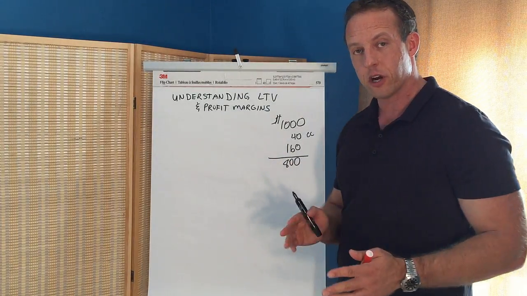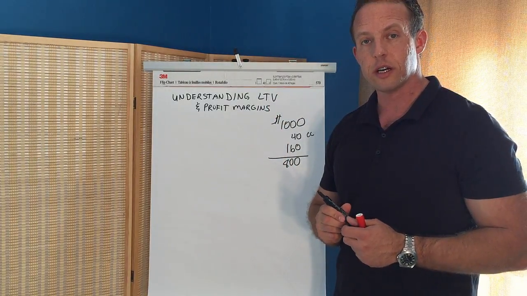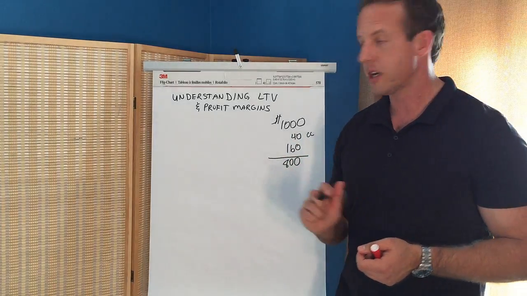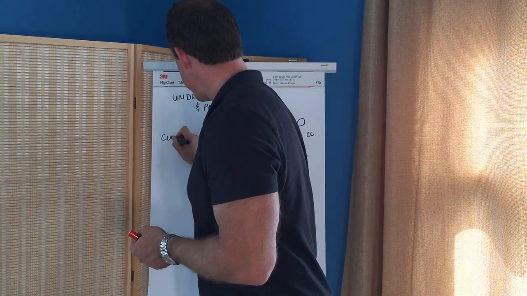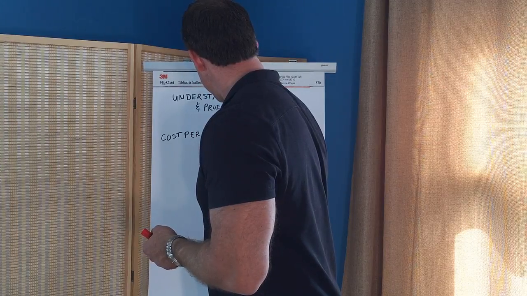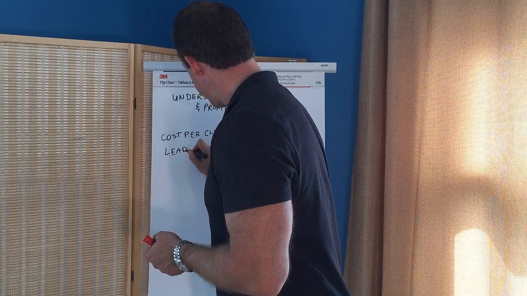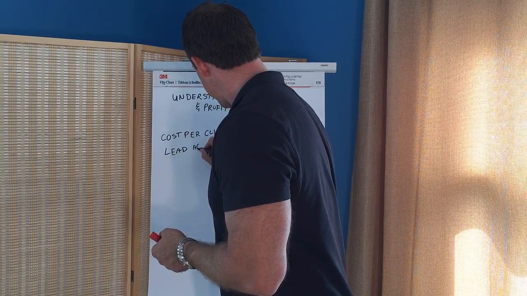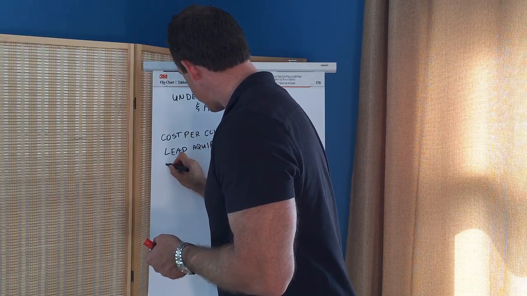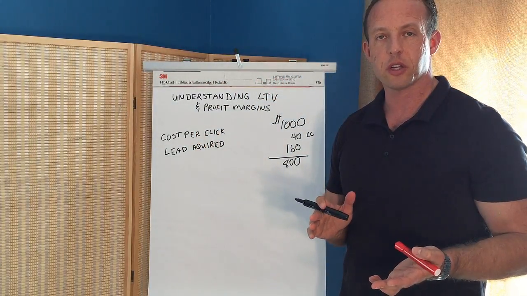But anyways, let's just go through this math so that we can understand how to determine your overall profit margins. So we have $800. Now, let's talk about your advertising costs and how this relates. You actually have cost per click, and lead. So you have cost per click. Cost per click is what it's going to cost to get a particular click.